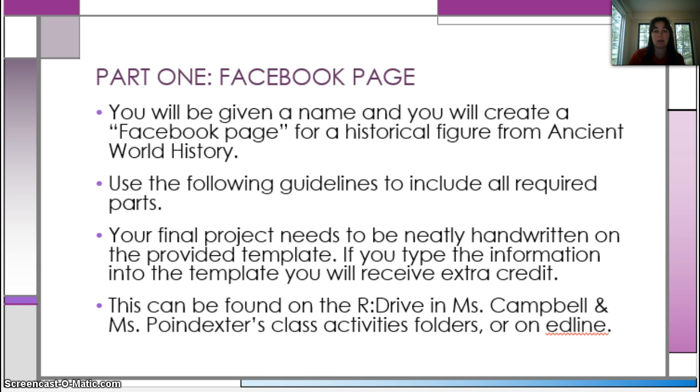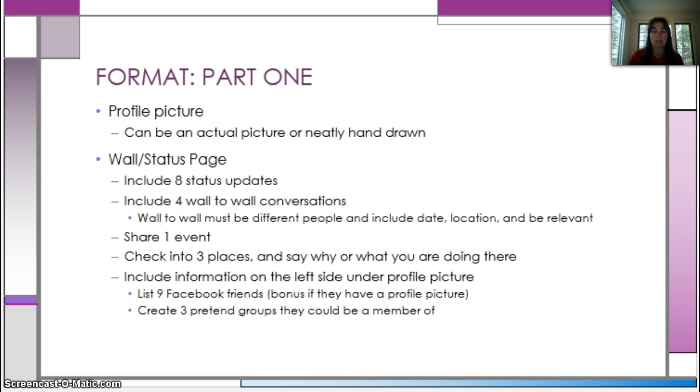Parts that you need to include on part 1. First, obviously, you need a profile picture. You can get a picture off the internet, or you can neatly hand draw this picture. For the wall and status page, you need to have at least 8 status updates. These should not be from the same day or even consecutive days. You need to include 4 wall-to-wall conversations.